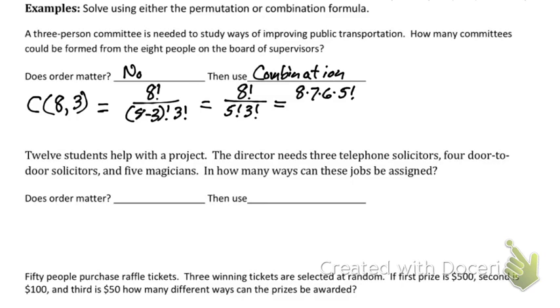Ask if this doesn't make sense, because this is what this is all based on. All right, then that would be all over 5 factorial times 3 factorial. Well, our 5 factorials would cancel out. In fact, I'm going to go one step further. I'm going to look at that 3 factorial. I'm going to rewrite it as 3 times 2 times 1.